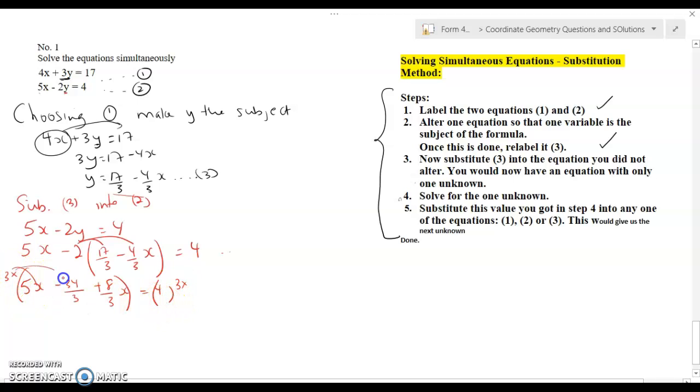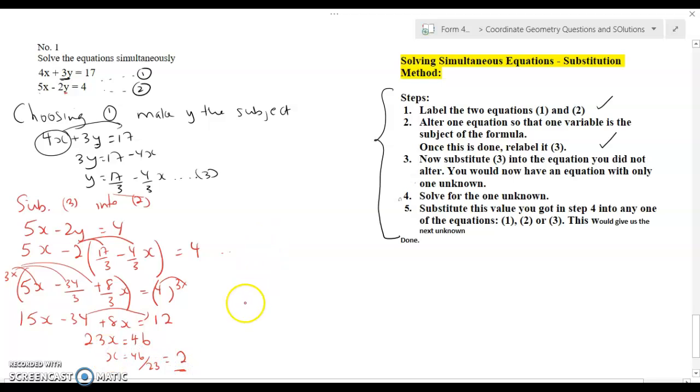So if I multiply every single value by 3 and this by 3, I will end up getting 15x minus 34 plus 8x is equal to 12, right? And from here, I will simplify and solve for x because right now I have one unknown. So 15x plus 8x will end up being 23x. 34 goes over by 12 and becomes a positive. So 12 plus 34 ends up being 46. So x is equal to 46 divided by 23, 2.